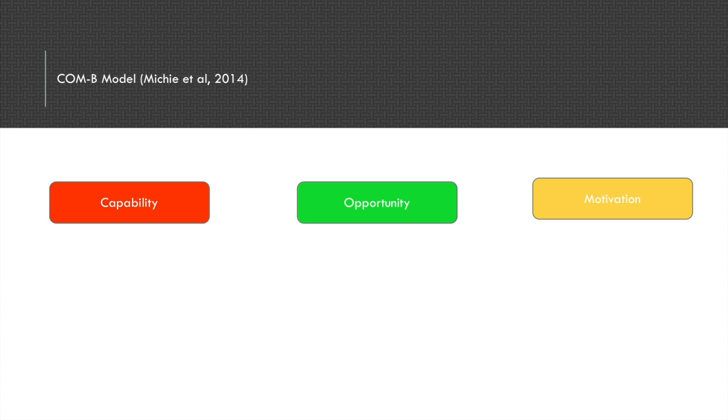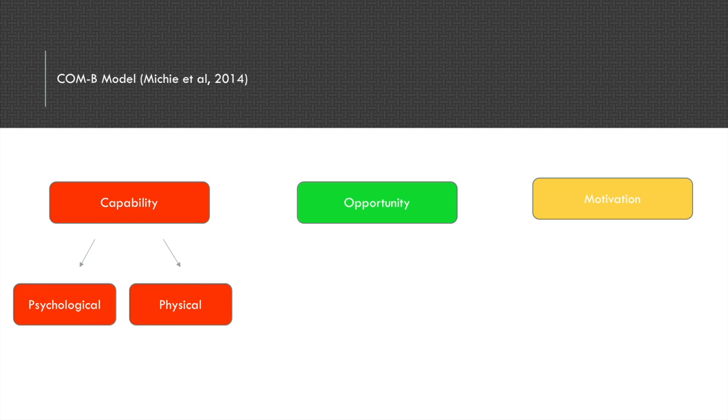So just to go a little bit deeper with the COM-B model, each of the 3 components also has 2 subdomains. For example, capability consists of physical and psychological capability. And this could be the physical skill to perform something.